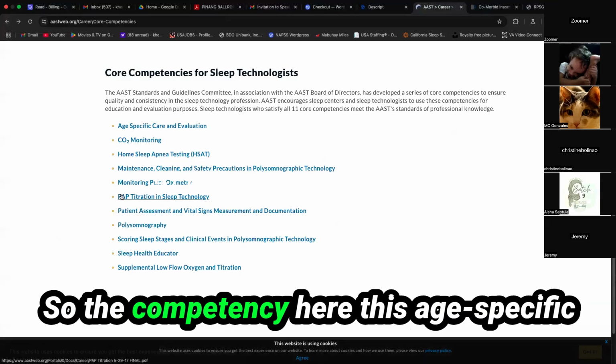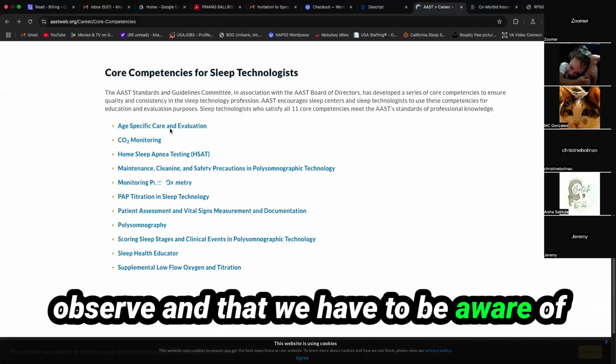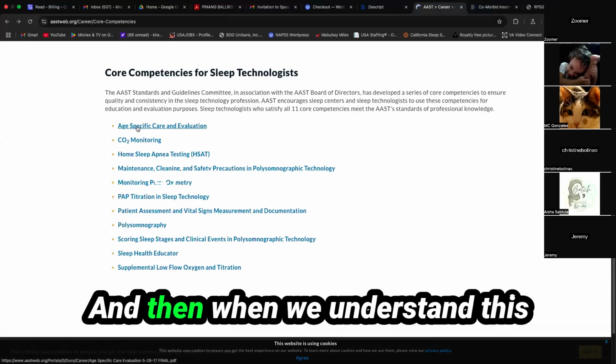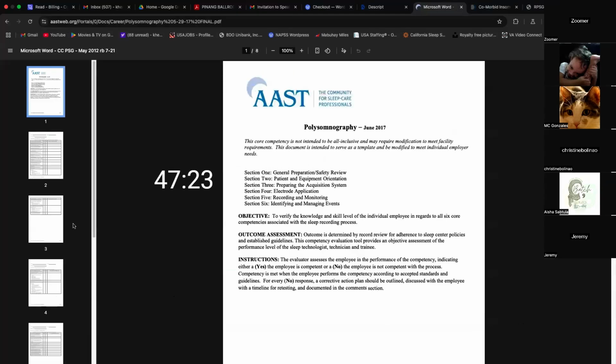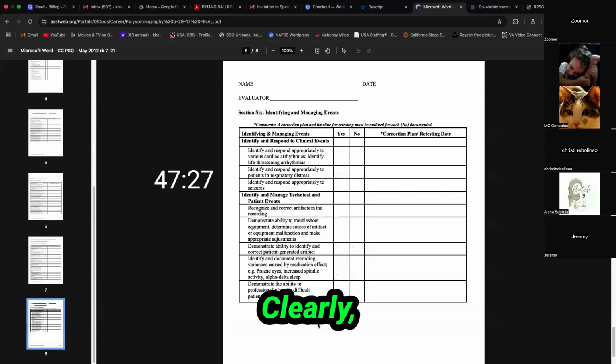So the competency here, this age specific, will discuss these different things that we observe and that we have to be aware of when it comes to our patient population. And then when we understand this fully, we can then do our PSG very well. Now, does that make sense? Is that connecting both okay, clearly?